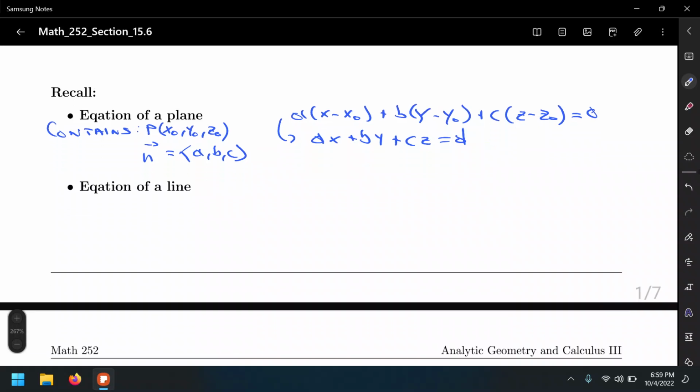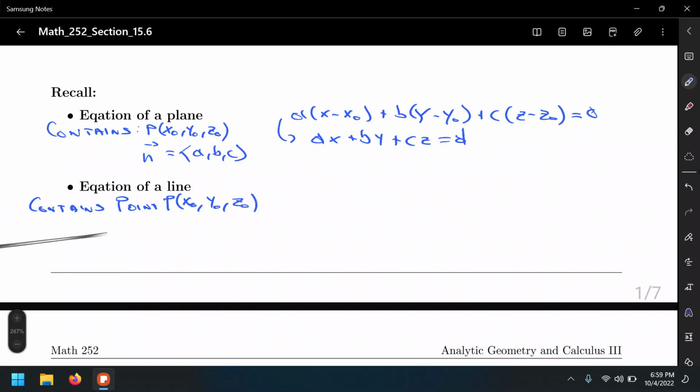The equation of a line. So the equation of a line in parametric form or in vector form. Number one, it contains again a point P, x naught, y naught, and z naught.